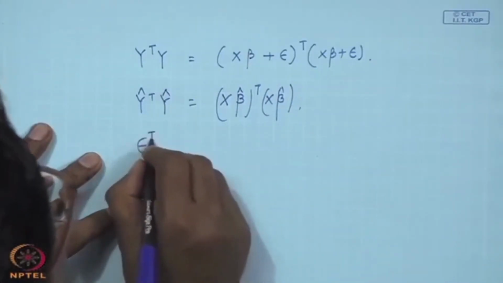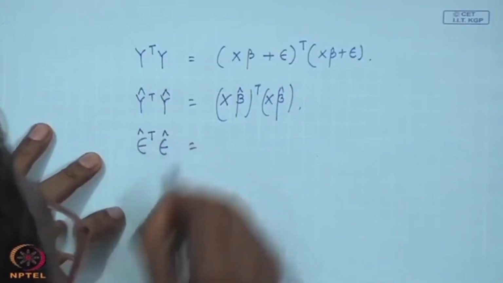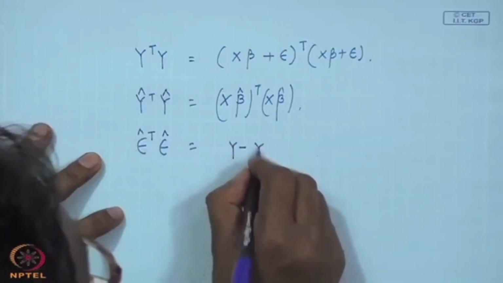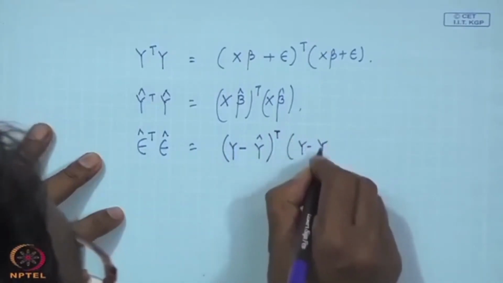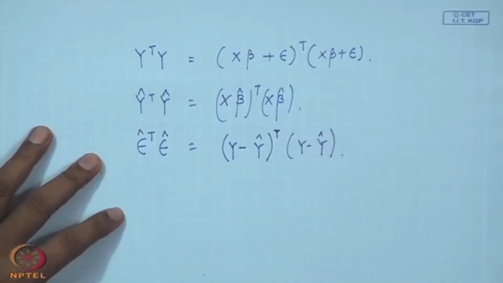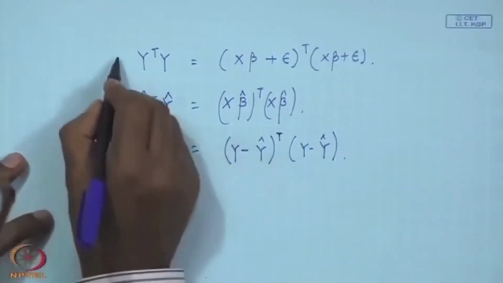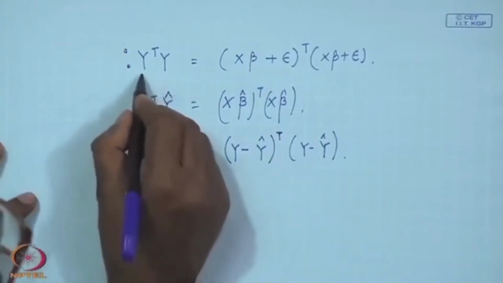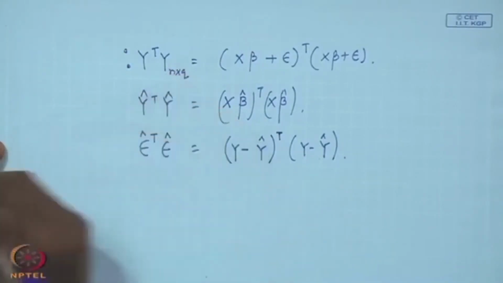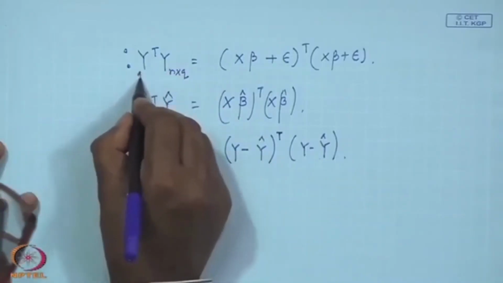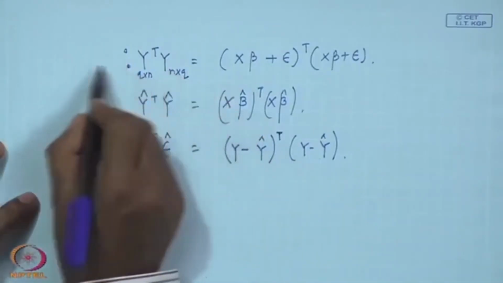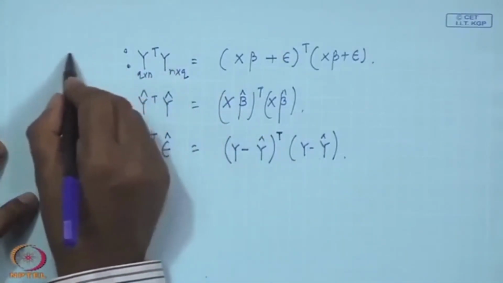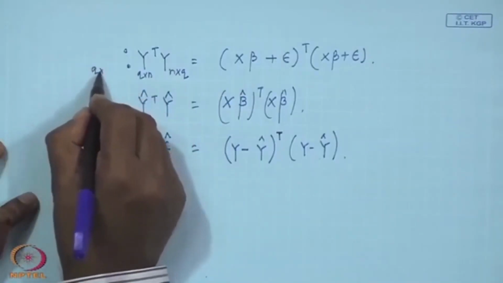Similarly, I can write epsilon cap transpose, which is nothing but y minus y cap, transpose, times y minus y cap. Now, I want to know what is this y transpose y. What is y? Y is n cross q. Then what is its transpose? Q cross n. Correct? Then if I write it like this, you will get some matrix which is q cross q.